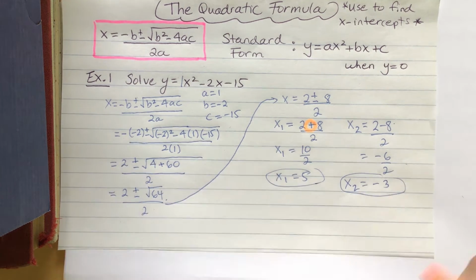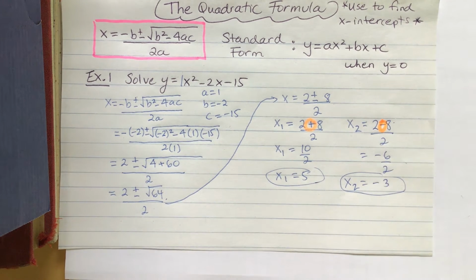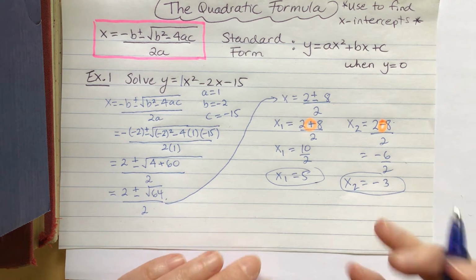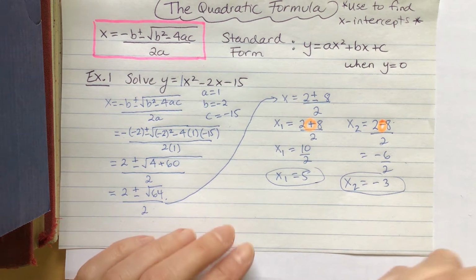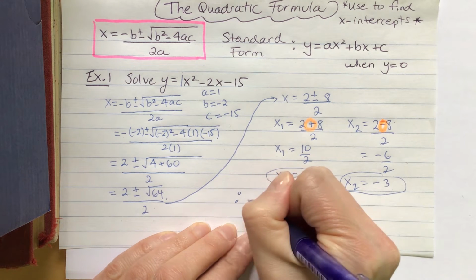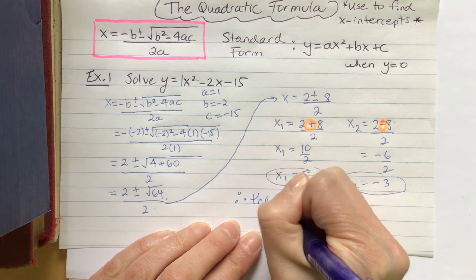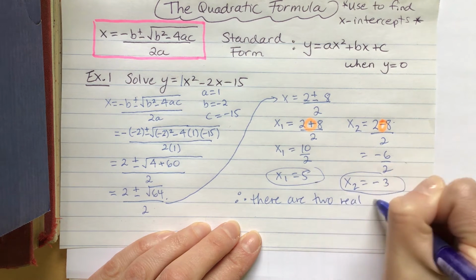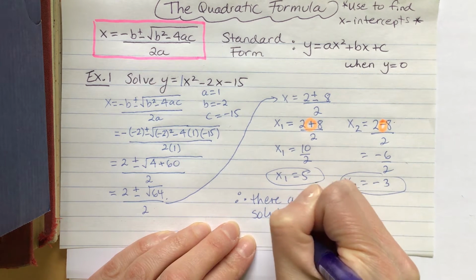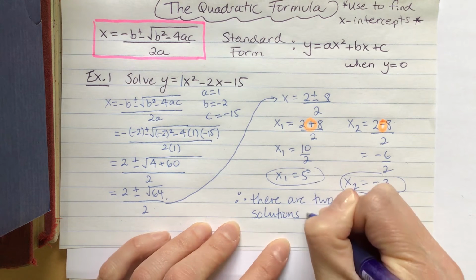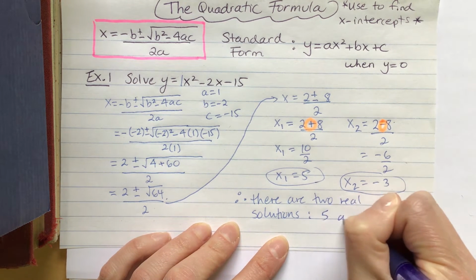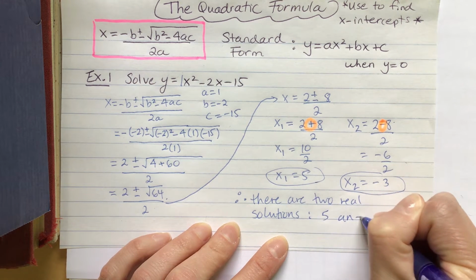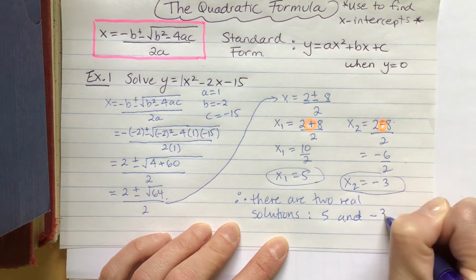So what we found here are two real solutions, and that means that there's two x-intercepts. So let's conclude with that. Therefore, there are two real solutions, and those are 5 and, let's add a d to the word and, negative 3.